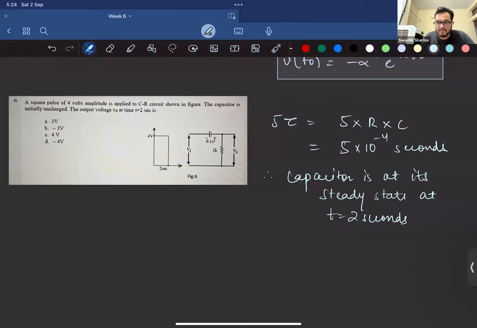So while charging, it's reaching its steady state voltage. That means it's becoming an open circuit, right? Because the value of voltage is not changing. So if the value of voltage is not changing, the current through it would be zero. So that means the current through the capacitor would be zero. That means it would become an open circuit, right?